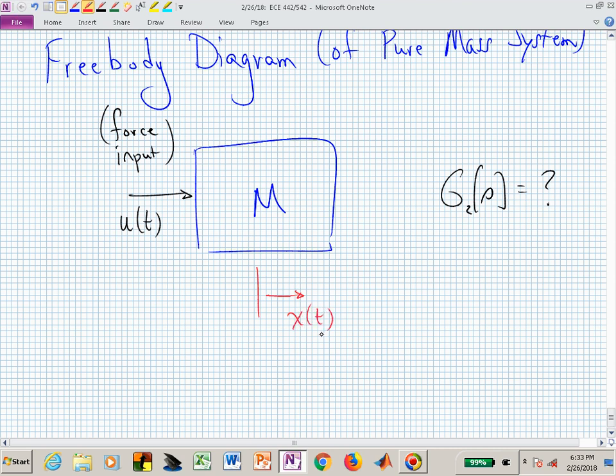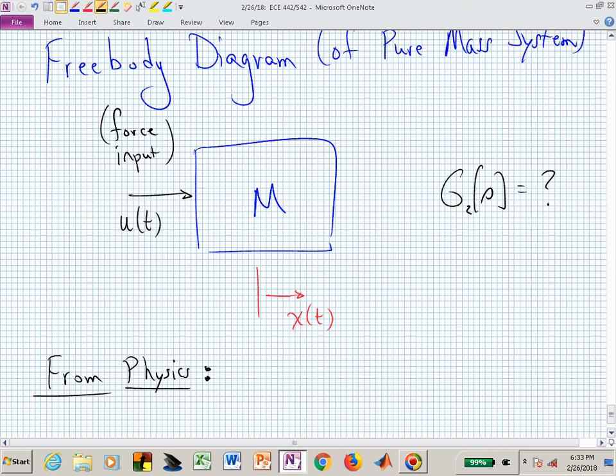Here's our line on the ice that's drawing zero, and we want to know how does that evolve? What is the dynamic behavior of that pure mass? So if we now go back to physics, and I have a mass and a force, how are those related?